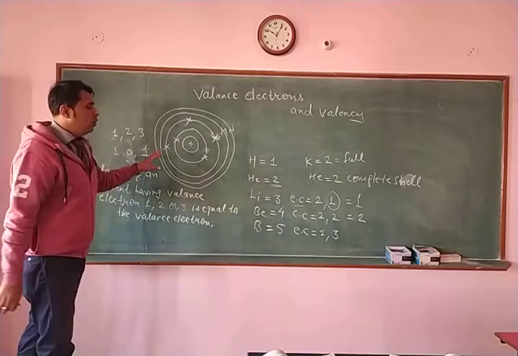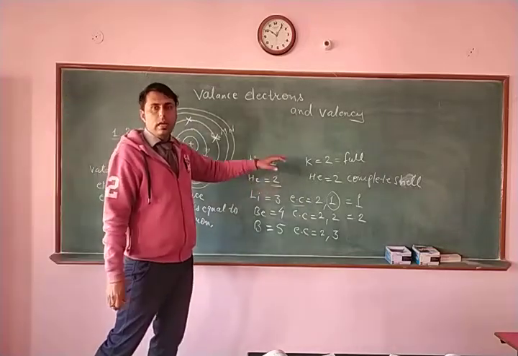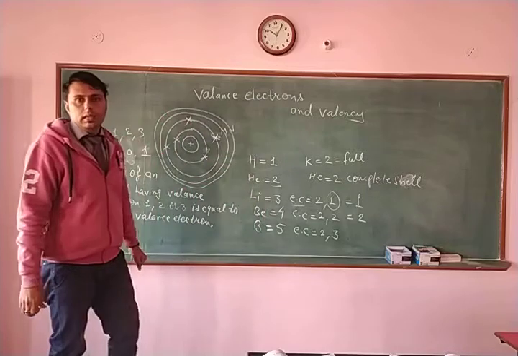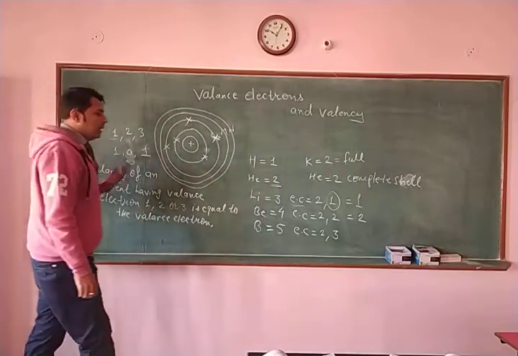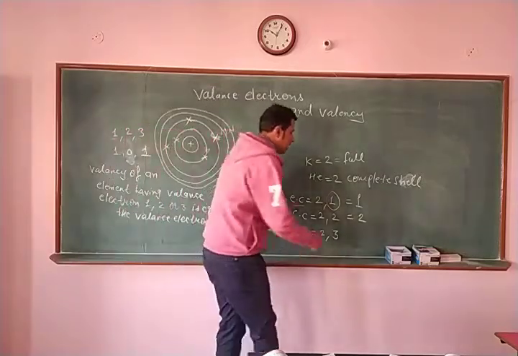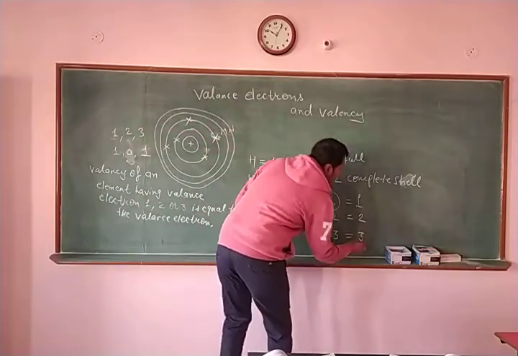So that is the reason he tried to lose these 3 electrons rather than gaining 5 electrons. Okay, so that is why boron has the valency of 3. So how are we calculating valency?